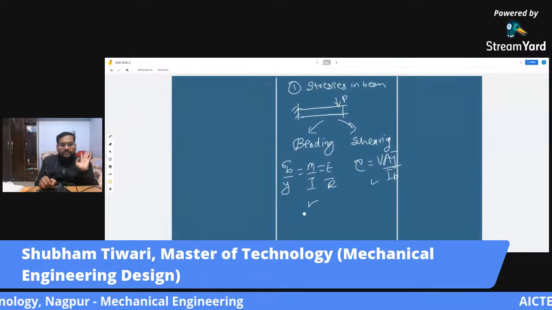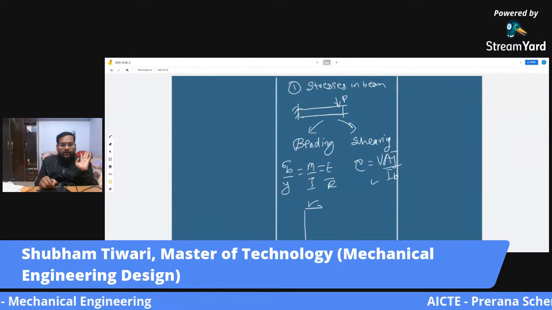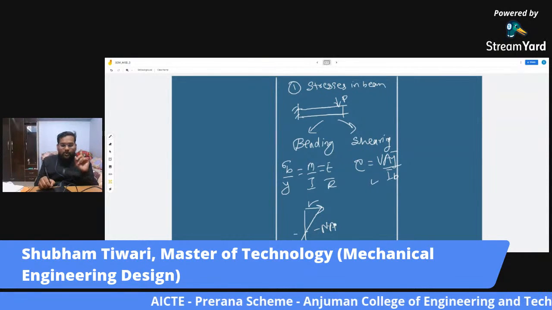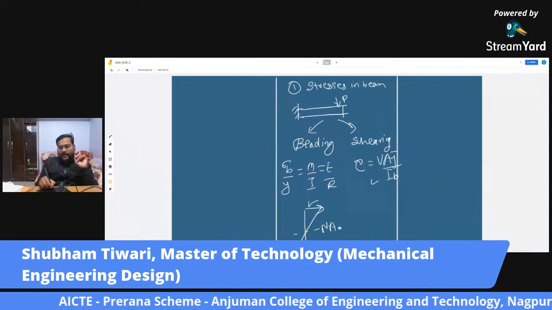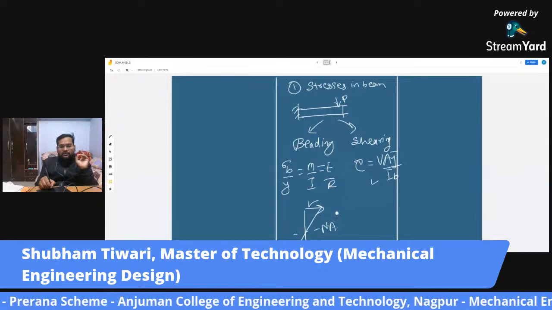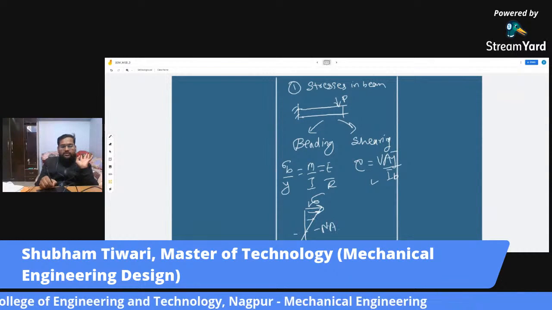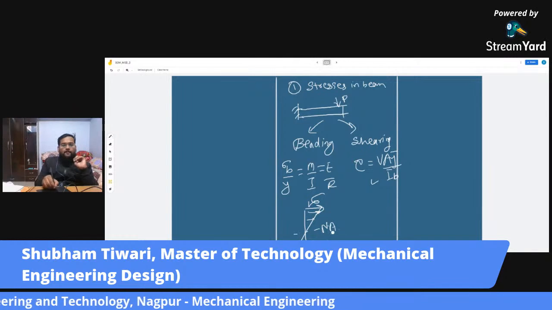There was this stress distribution diagram for the bending. There was a neutral axis. Again there is an important point. एक important point बताया था कि neutral axis पे stress की value 0 होती है. Okay. This is how the stress distribution was.